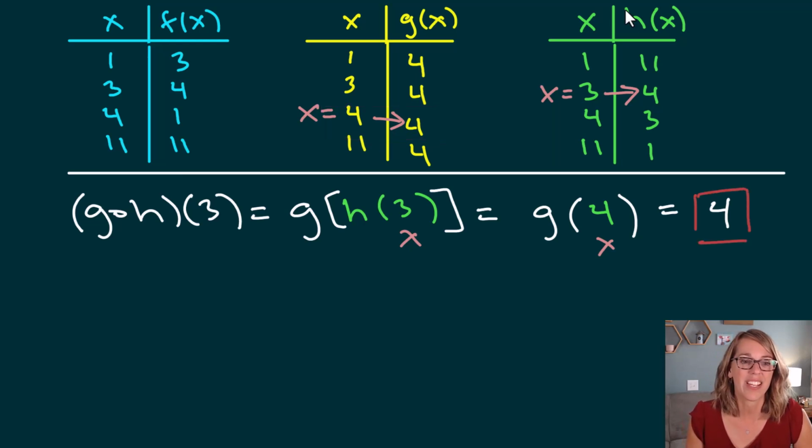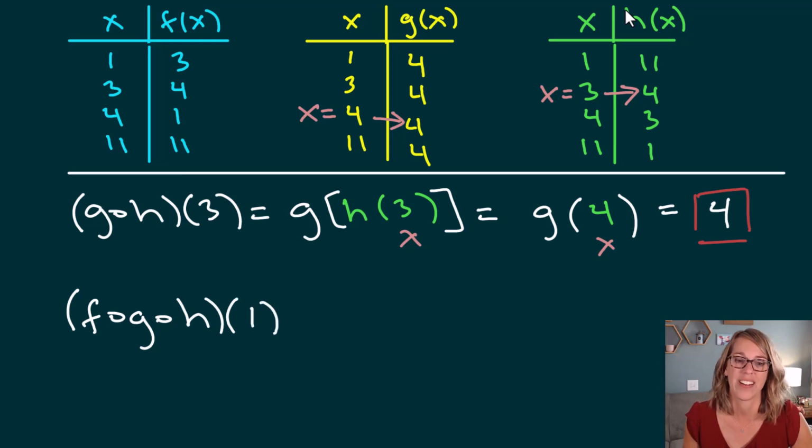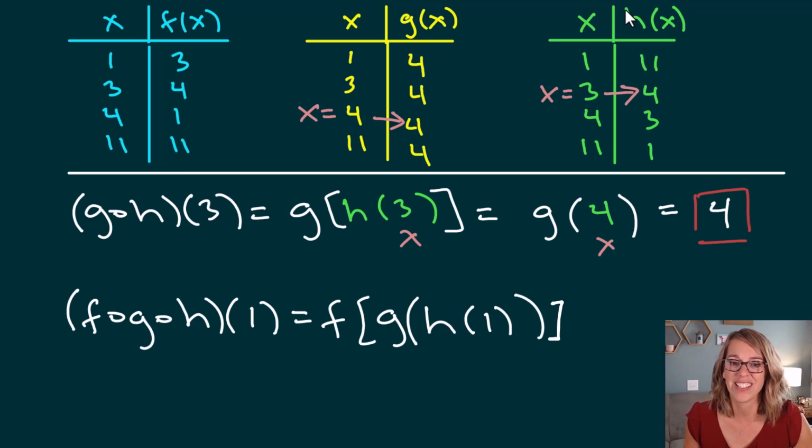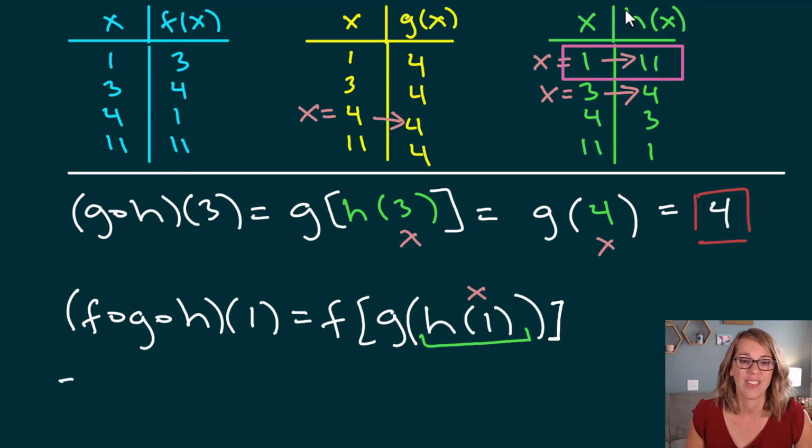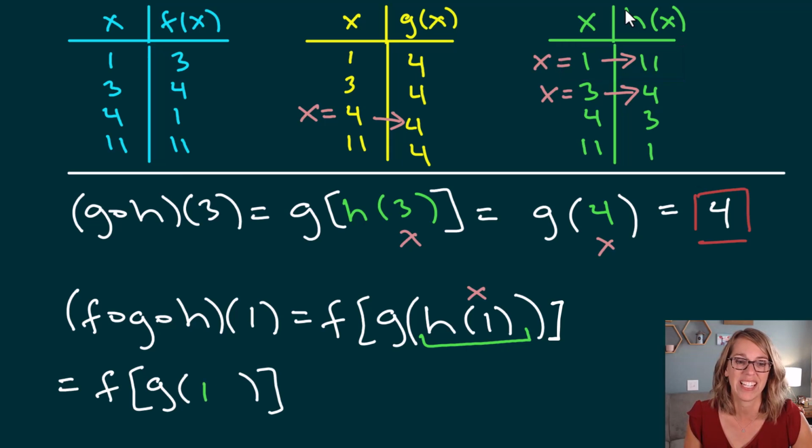Finally, we can do this with 3 different values. Let's do f composed with g composed with h of 1. Okay, so as I rewrite this, it is f of g of h of 1. Okay, so I'm going to start there on the inside with h's table. X this time is equal to 1, so I'm going to find where x is equal to 1, and it matches up to an 11. So this becomes f of g of, and I replaced h of 1, it got matched to an 11.